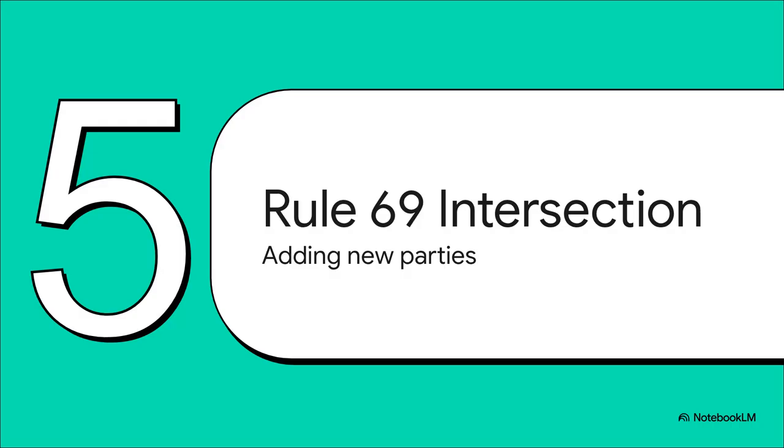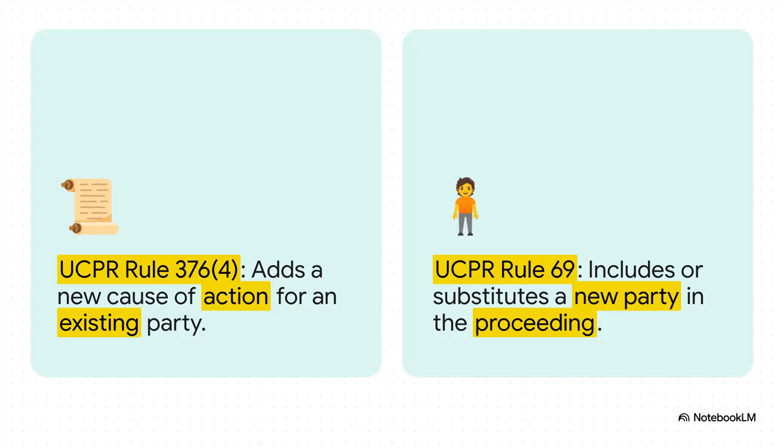All right, now for a classic trap. This is something that trips people up in exams all the time. The difference between Rule 376 and Rule 69. If you mix these two up, you're in trouble, so let's make this crystal clear. This is a critical distinction. Listen carefully. UCPR Rule 376, Subrule 4, is for an existing party who wants to add a new claim. UCPR Rule 69 is for bringing a completely new person or entity into the fight.